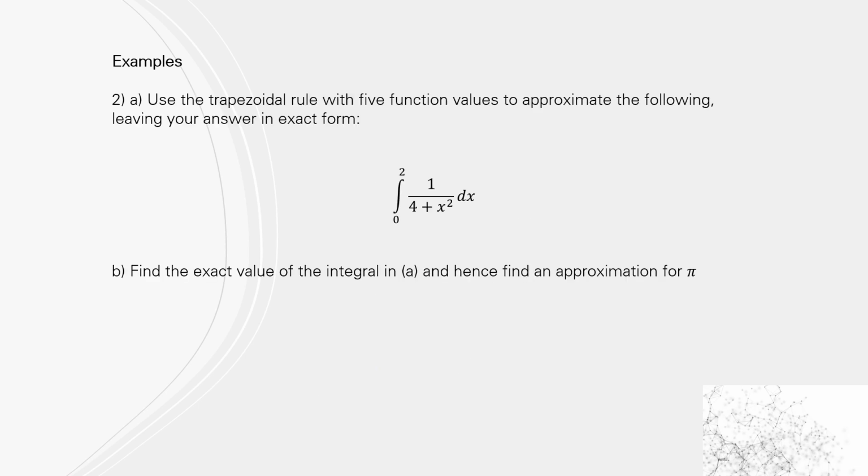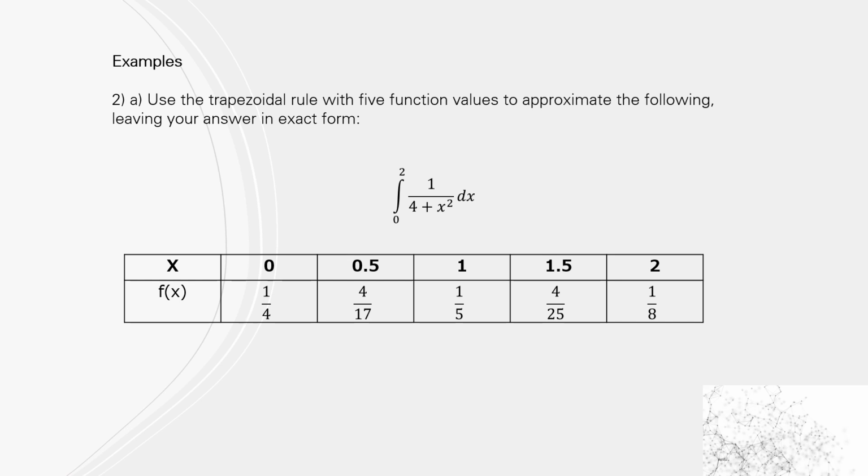Second one, use the trapezoidal rule. We've done that in the advanced course, to approximate the following, leaving your answer in exact form. And then we're going to integrate that to find an exact answer and hence find an approximation for pi.